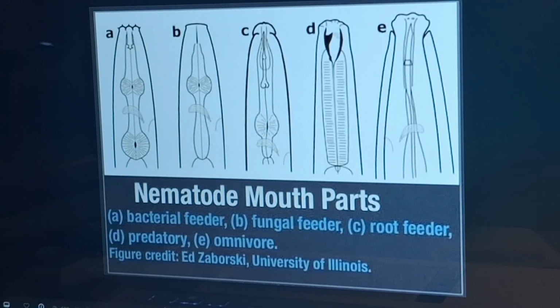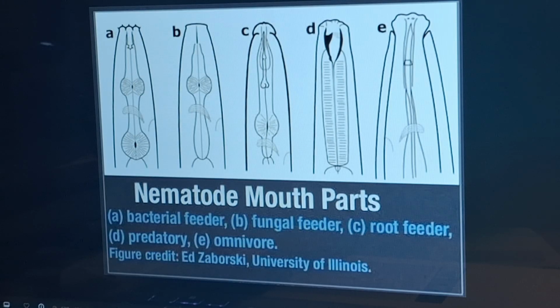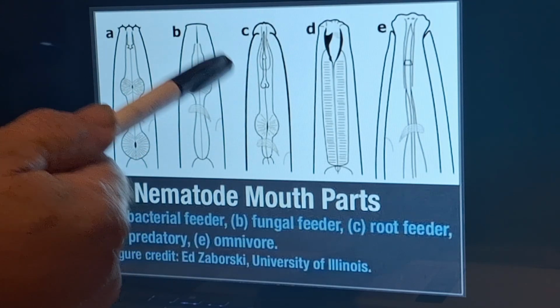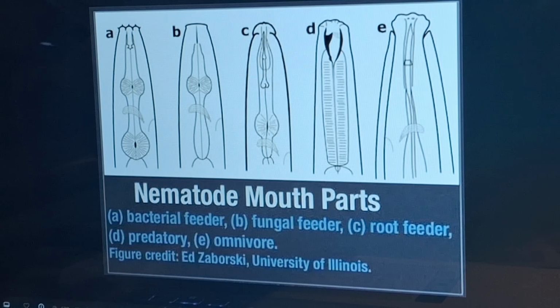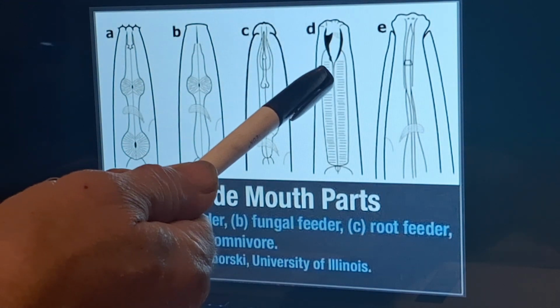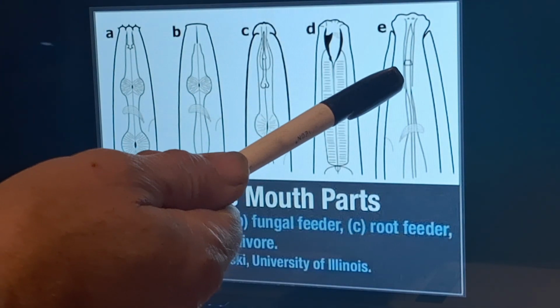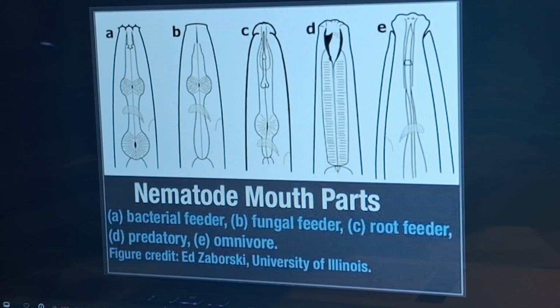Here we are, the nematodes by the mouth parts. So the bacterial feeder will have a kind of a wide opening in the beginning and then a narrow passage. The fungal feeder will have like a spear in it. The root feeder will have the same thing, a spear, but a little wider to penetrate the root. D is predatory. You can see it can get another nematode and slice it in half and feed on it. Then E is omnivore. It eats anything that it's able to eat. So those are the 5 basic types.